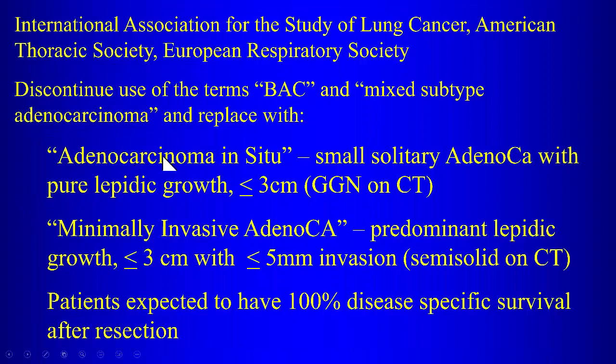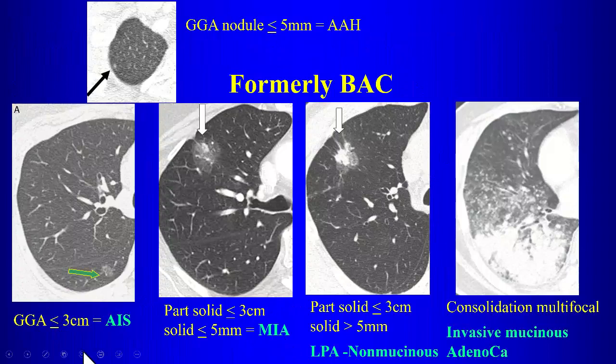Okay? So the term BAC, which used to be used in the past for these well-differentiated adenocarcinomas, these tumors are now called adenocarcinoma in situ. These are when they're very small with lepidic growth, minimally invasive adenocarcinoma. So here there is some invasion, although it's a little bit. And at these very early stages, patients can have 100% survival if the tumor is resected.